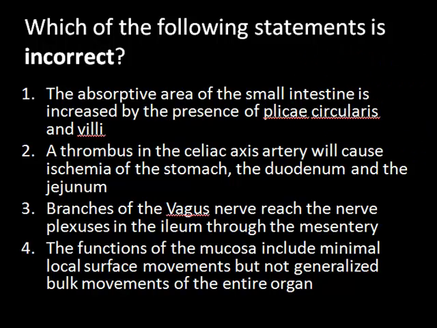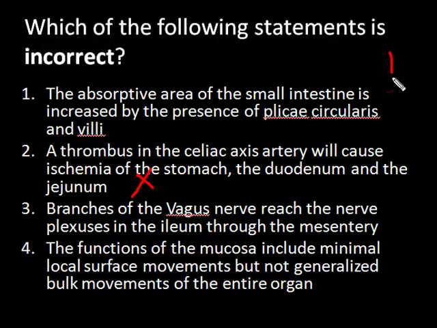Let's go to the next one, which says a thrombus in the celiac axis artery will cause ischemia of the stomach, the duodenum, and the jejunum. Now this is false, because the celiac axis artery, also known as the celiac trunk, supplies the stomach and the first half of the duodenum. So it does not supply the jejunum. Therefore there will not be ischemia of the jejunum.